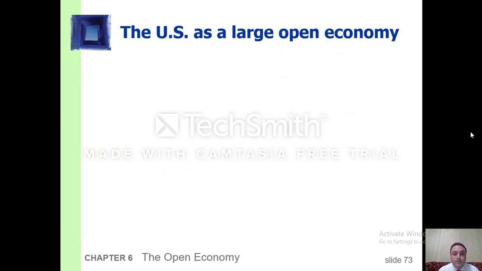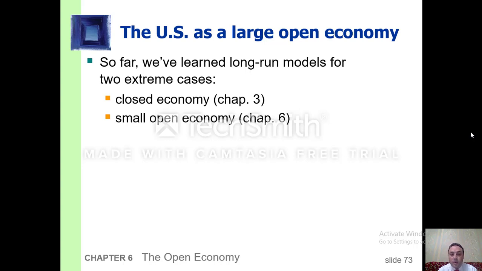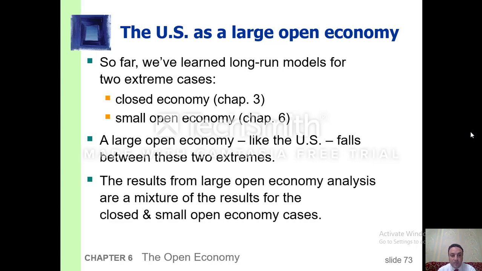So, the US as a large open economy. We have now talked about the closed economy and the small open economy. What about the large open economy? So far we have learned long run models for two extreme cases, the closed economy in chapter 3 and the small open economy in this chapter, chapter 6. A large open economy, like the United States, falls between these two extremes. And the results from large open economy analysis are a mixture of the results for the closed and small open economy cases.